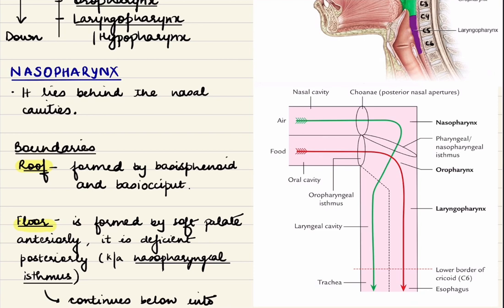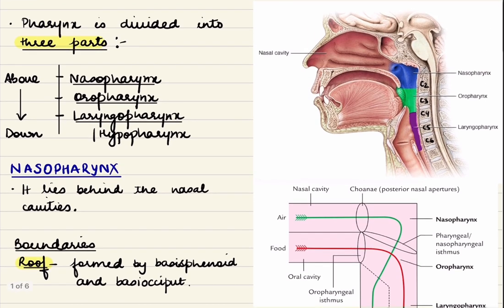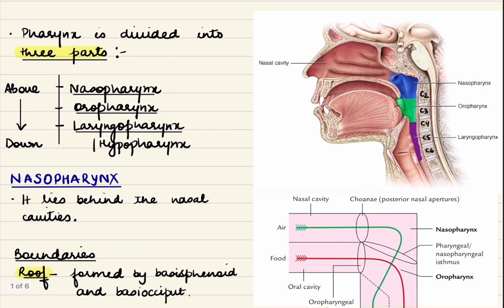Now coming to today's topic, that is the nasopharynx. So as I've already told, it lies behind the nasal cavity, bounded superiorly by the basisphenoid and the basiocciput. Now it is bounded inferiorly by the soft palate anteriorly, and this floor is deficient posteriorly. This is known as the nasopharyngeal isthmus, and through this isthmus the nasopharynx communicates with the oropharynx.